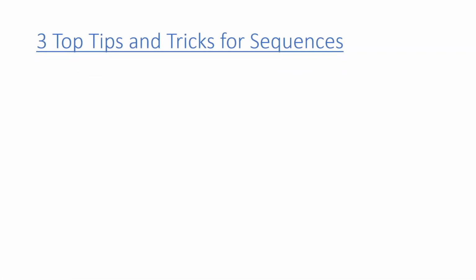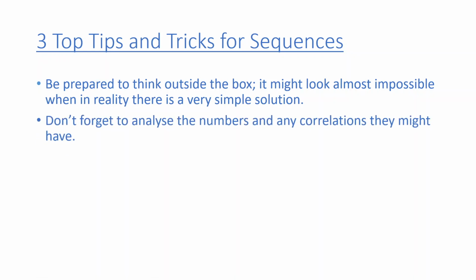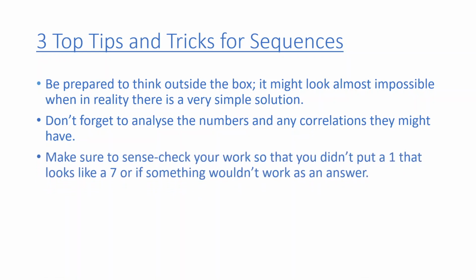And bringing back my old 3 top tips and tricks, we have: be prepared to think outside the box. It might look almost impossible when in reality there is a very simple solution. Don't forget to analyze the numbers and any correlations they might have. And when I say correlations, I mean correlations within the sequence, not with an outside sequence. Which is why you could have been tripped up on the one where I said don't think about the square numbers. And make sure to sense check your work, so you didn't put a 1 that looks like a 7, or if something wouldn't make sense as an answer. Sense check.